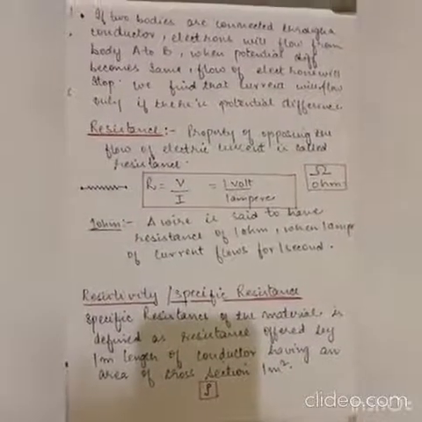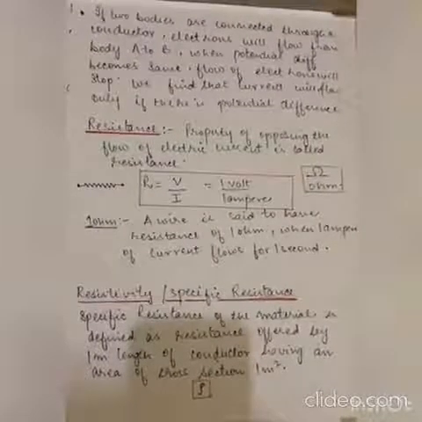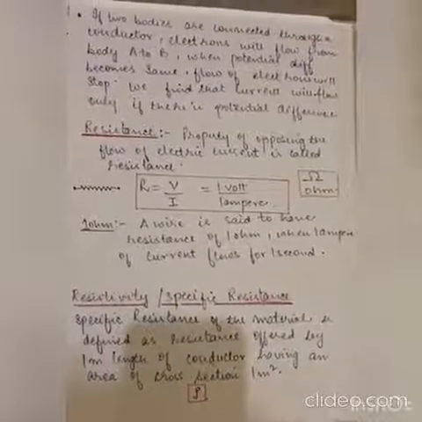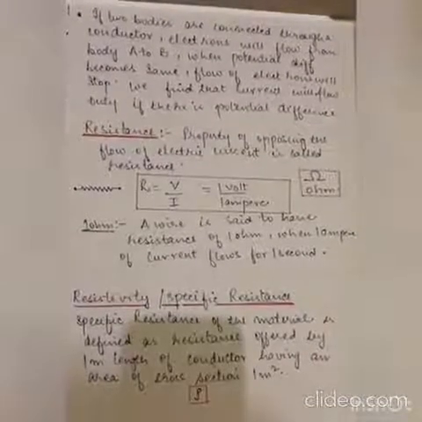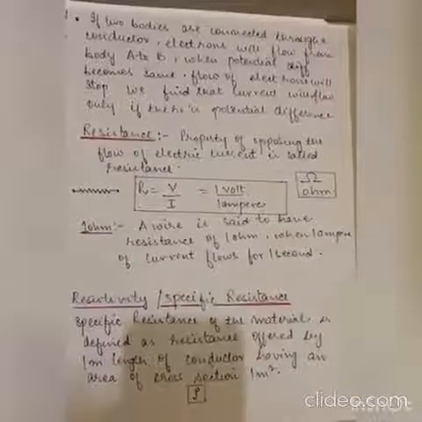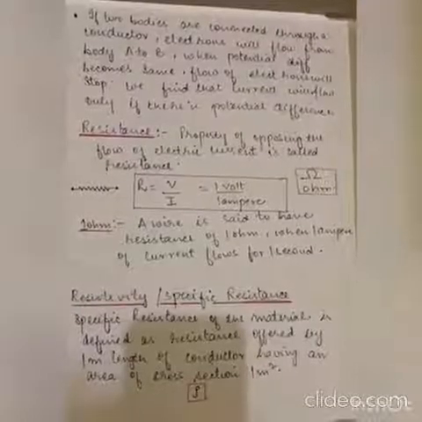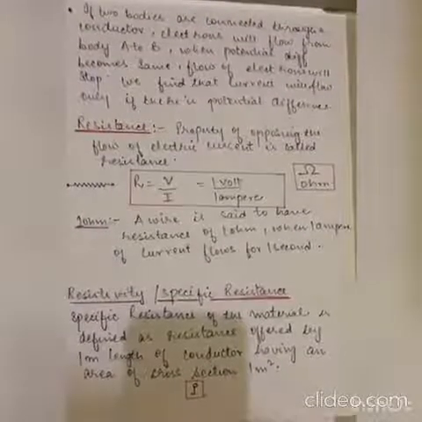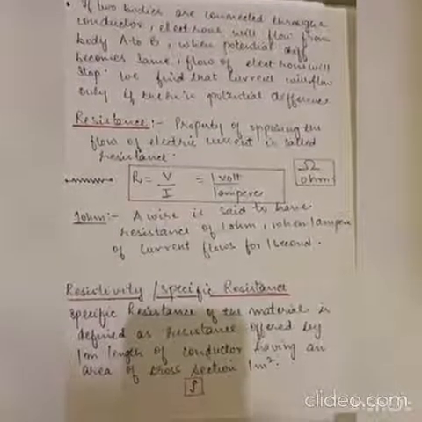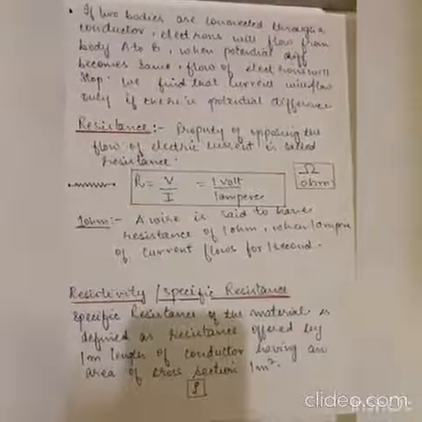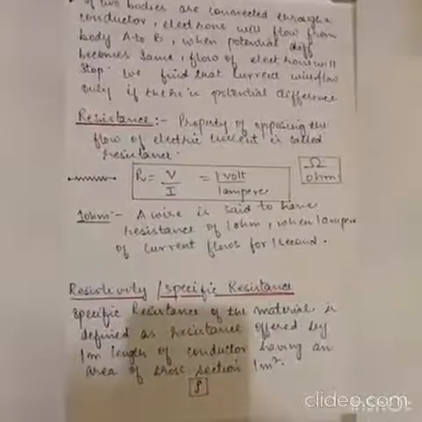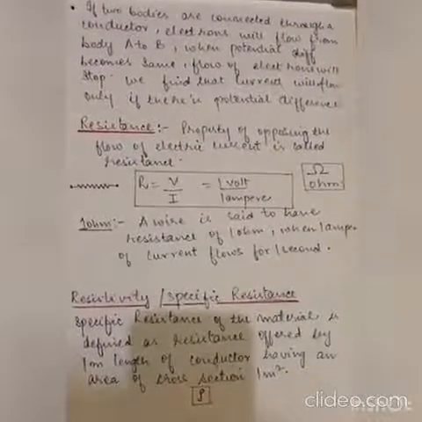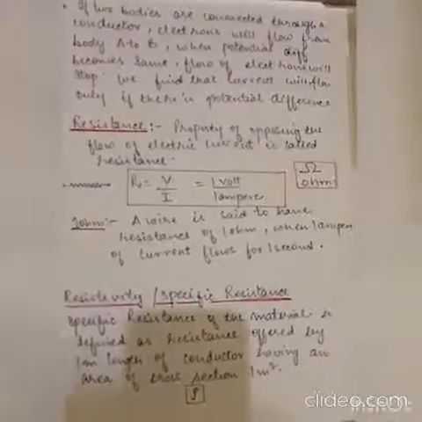So the next basic electrical quantity is resistance. Resistance is the property of opposing the flow of electric current. The unit for resistance is ohm and the formula is given by voltage upon current. So how can we define 1 ohm? A wire is said to have a resistance of 1 ohm when 1 ampere of current flows for 1 second.